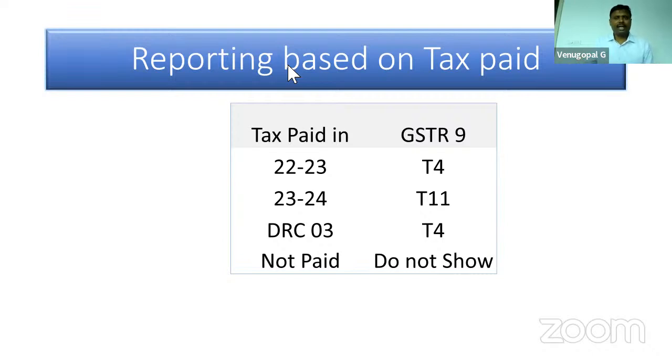So it is both table 10 and table 11 that you will be reporting. If you have excess paid, which you have adjusted in the next year, table 11. If you have short paid and you have paid in the next year, it is table 10. Assuming you have not paid at all, but you are now paying using DRC-03 after the annual return, then it goes to table 4. If you have a doubt, a bona fide reason that it is not taxable, or you are not willing to pay, and you are not paying it, then you will not be showing it in your annual return. This is something you should be mindful of.